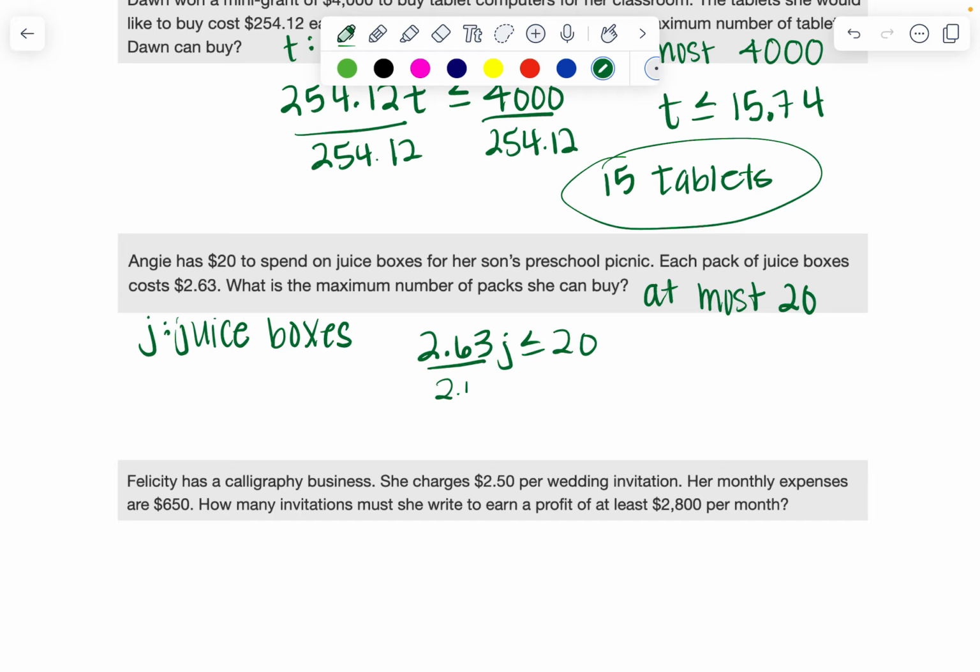And if we divide by 2.63, we would get that the number of juice boxes has to be less than or equal to 7.6. Again, we can't buy 0.6 of a juice box, so she can buy 7 packs of juice boxes.